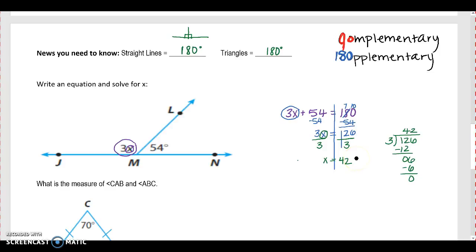So in this situation it says write an equation to solve for x. So x equals 42. If they wanted to know what our angle was, what 3x is equal to, we figured that out up here, right? So this angle equals 126 degrees, because 126 plus 54 equals 180. All right, so let's move on to the next one.